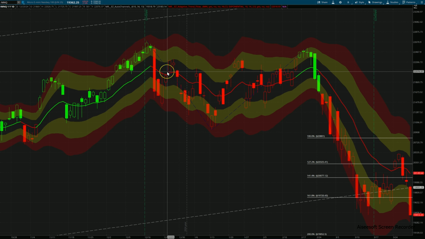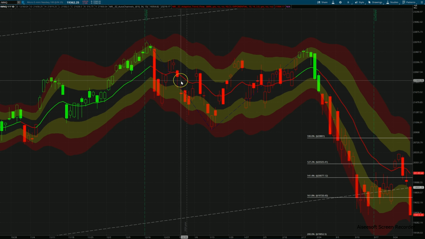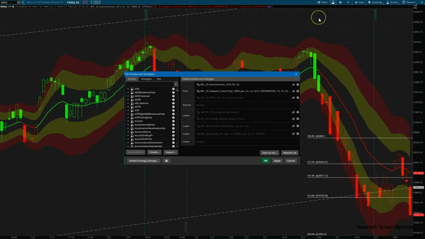And that's for you mean reversion folks. I tend to do more trend following than I do mean reversion, only because it's more work to do mean reversion. But anyway, okay. That's just a quick overview of the adaptive trend flow. I think that's what we call it. Let's see. Yes, the adaptive trend flow.